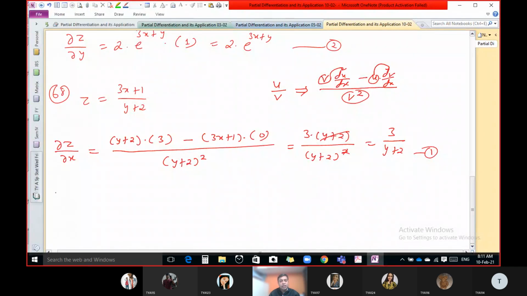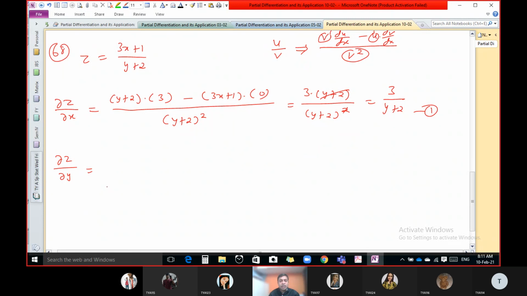Now delta z upon delta y, the same rule you have to apply. Division rule. Tell me the first step. What do we have to write in the denominator? Y plus 2 the whole square. Correct. Then here once again y plus 2 into the derivative of this numerator with respect to y. 0. Minus this 3x plus 1 as it is. Now the derivative of this denominator with respect to y.